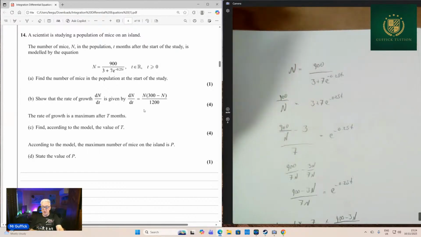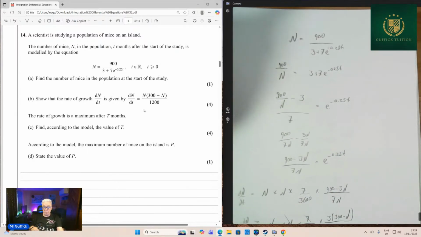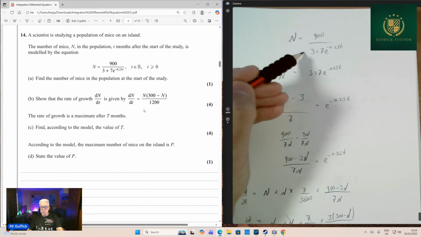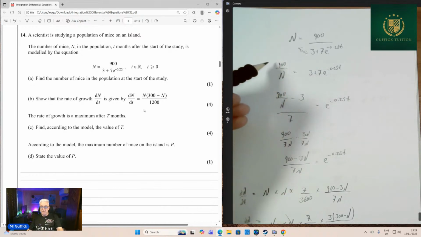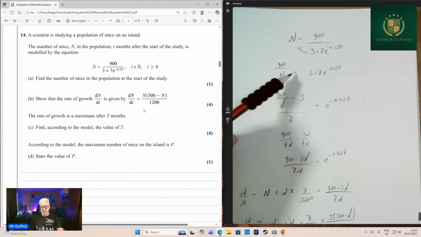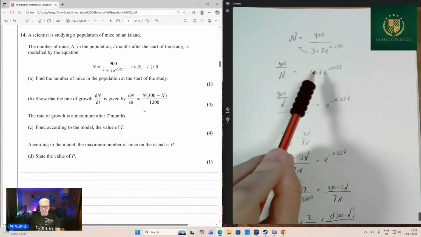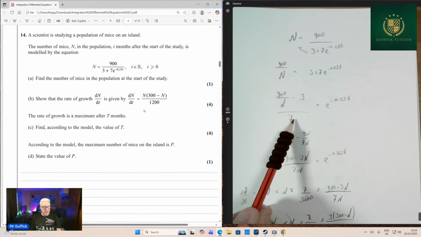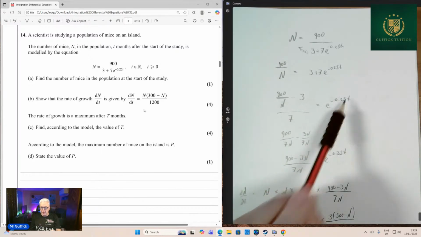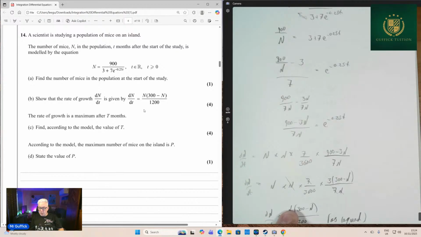So let's have a go at doing that. I'm now rearranging the original equation in order to make the e to the minus 0.25t the subject, so that I can then sub that in. So first step is I've just swapped over those two, so written it as 900 over n. Then I'm going to swap these over, and then what we're going to do is take 3 off both sides and divide by 7. And that gives me e to the 0.25t. So I now take logs of both sides.